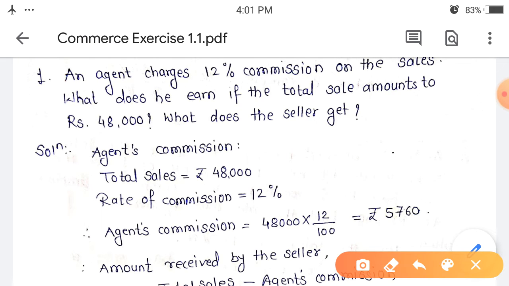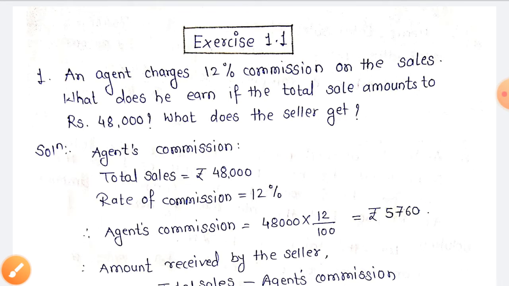An agent charges 12% commission on the sales. What does he earn if the total sale amounts to rupees 48,000, and what does the seller get? That means what we want to find out is how much the agent will get if 12% commission on the total sale, and after cutting the commission, how much the seller will get.